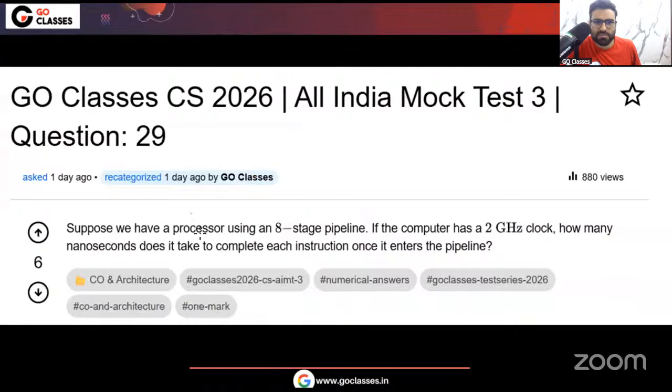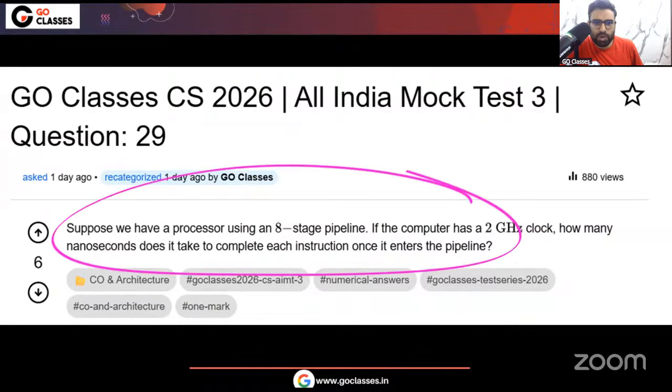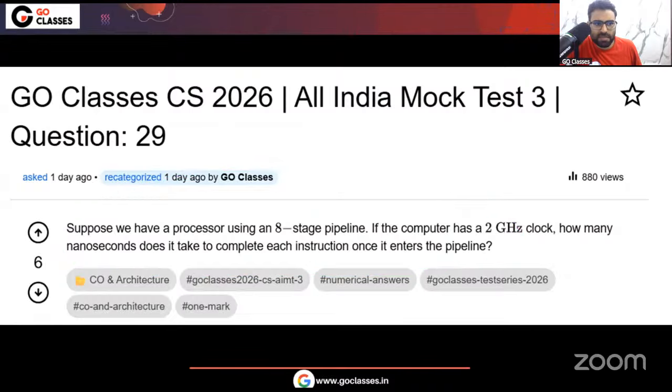Let's solve this question from computer organization and architecture based on the pipeline concept. Suppose we have a processor using an 8-stage pipeline. If the computer has a 2 gigahertz clock, how many nanoseconds does it take to complete each instruction once it enters the pipeline? Let me tell you, this is a beautiful question.